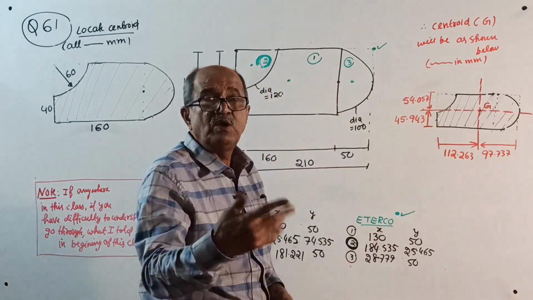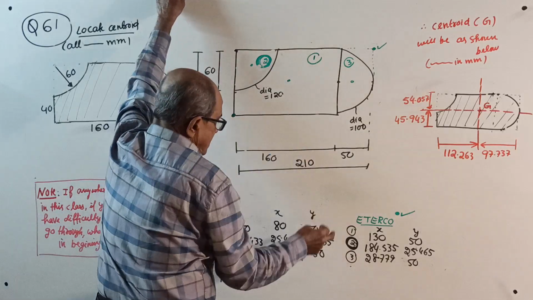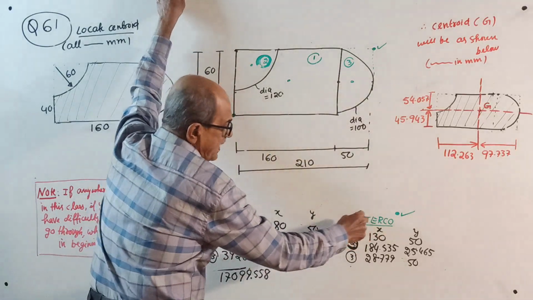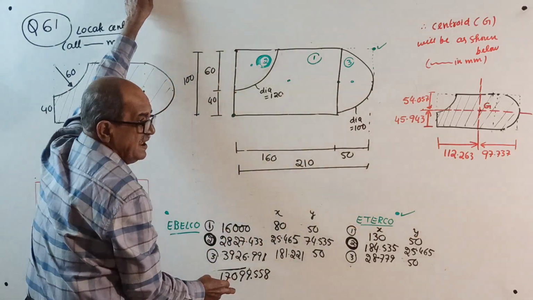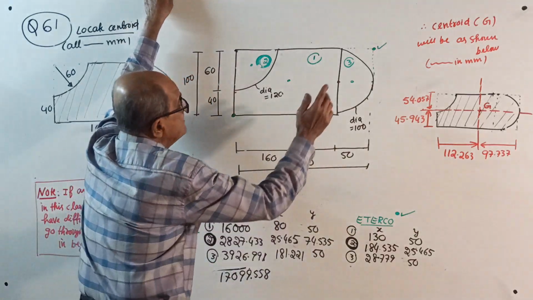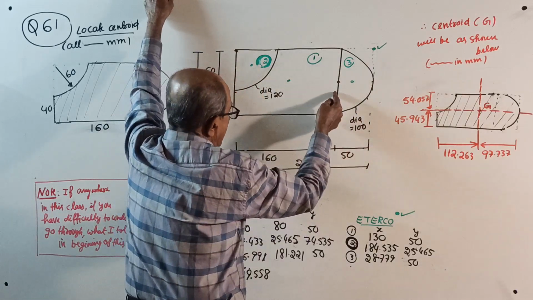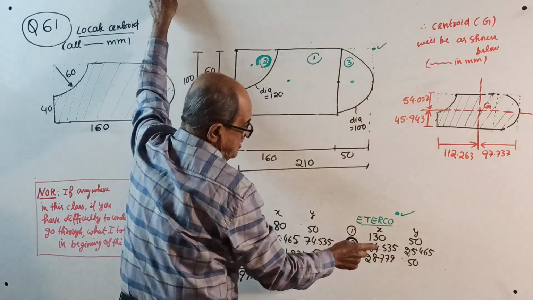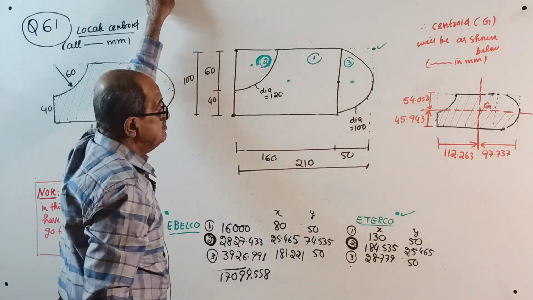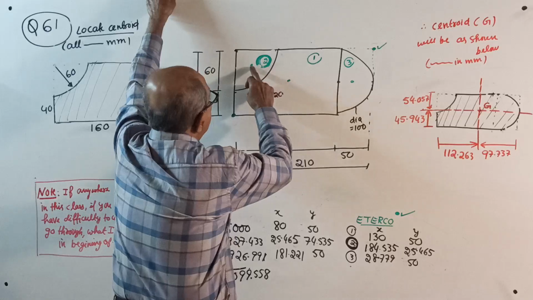Go to Eterco. Area I am not writing. See, when I go to Eterco, area I am not writing. It will repeat. 1, X, 50 plus half of 160, 130. Figure 2.